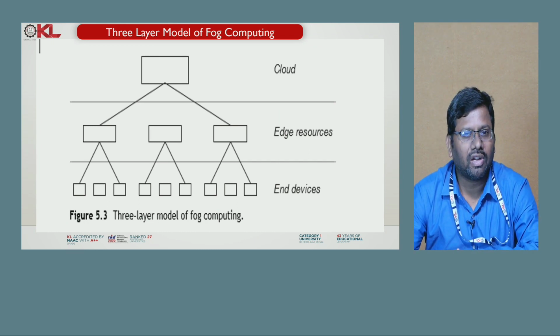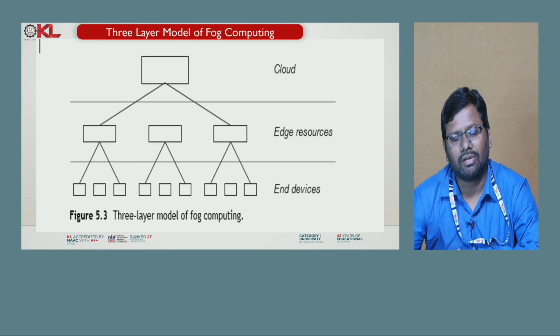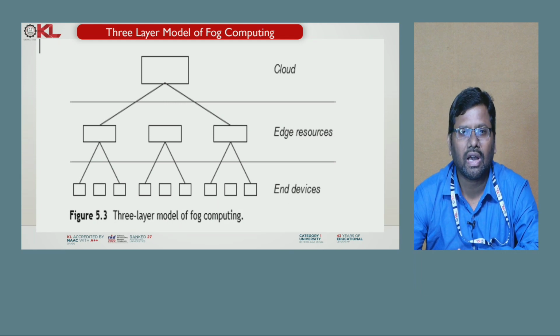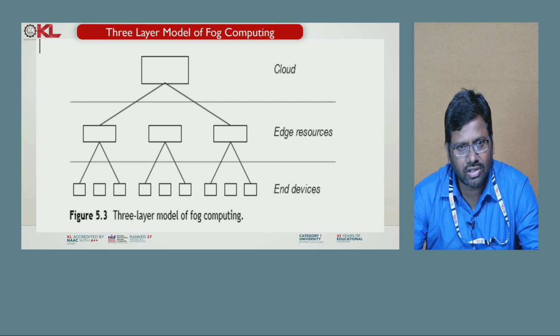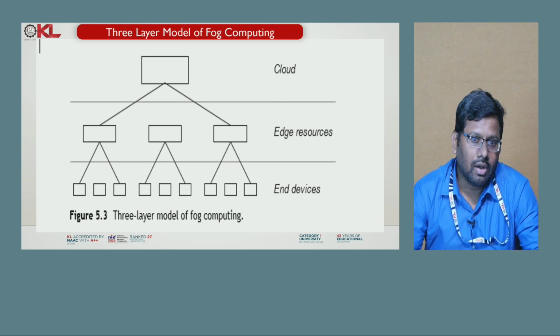Whenever we talk about fog computing, immediately in our mind we should think that we are going to discuss a 3-level hierarchy model, with the cloud at one level, edge resources at one level, and end devices which are connected, as we have discussed. So what is that edge resource? Suppose the edge resource is nothing but a router, or a router nearby to that particular car or vehicle. What are the end devices? The sensors which are connected to the particular car.